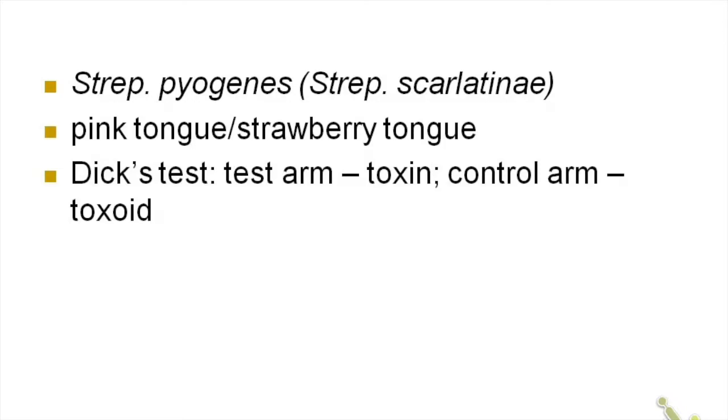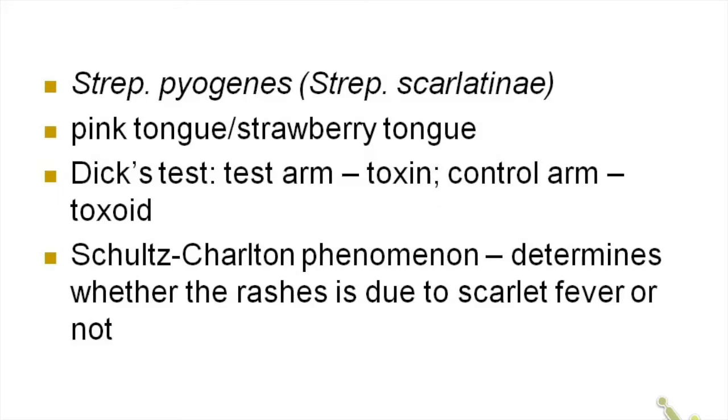Your test arm and the control arm, where you place toxoid. In the test arm, you place toxin. Okay? You inject toxin. So, if there's an erythema, it means that you're exposed to the organism.